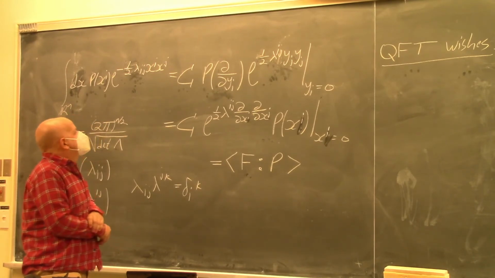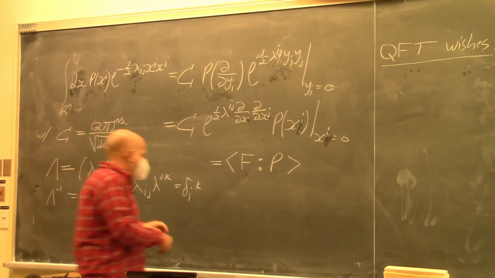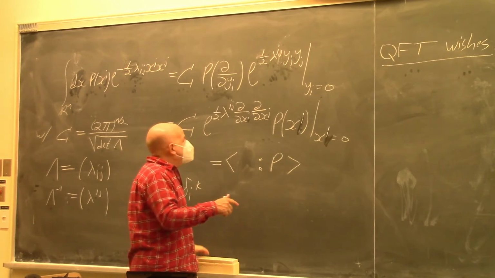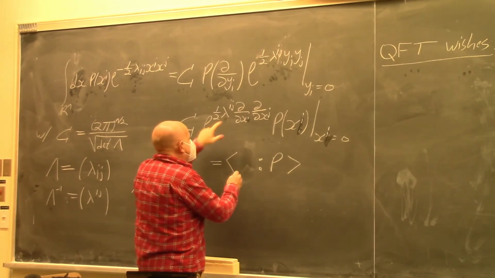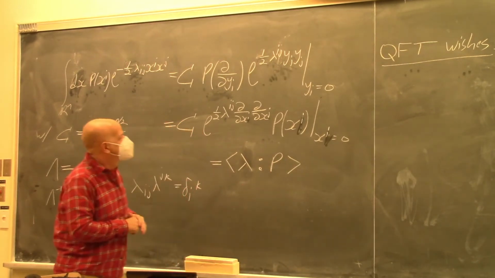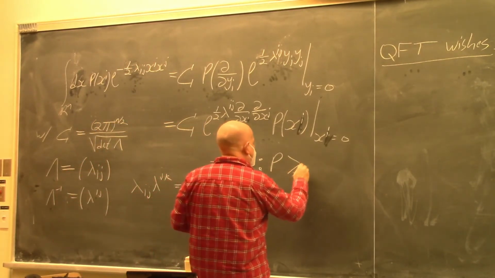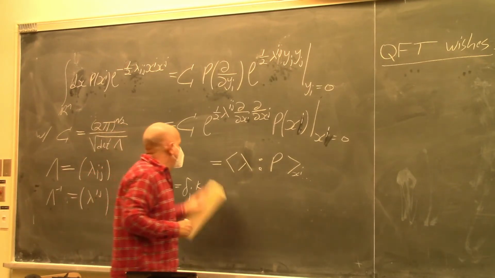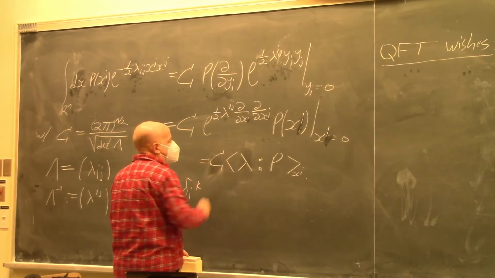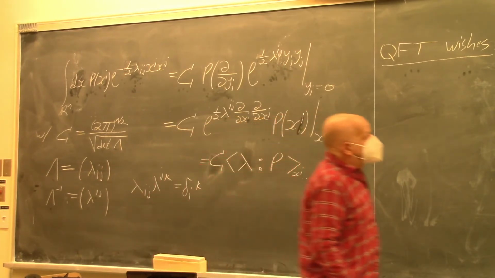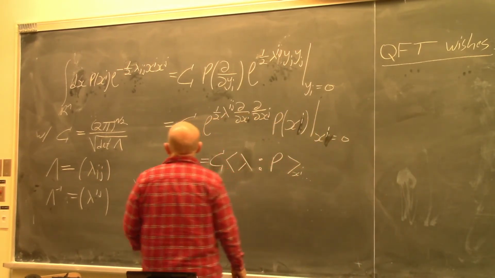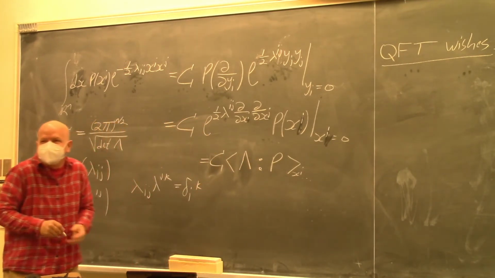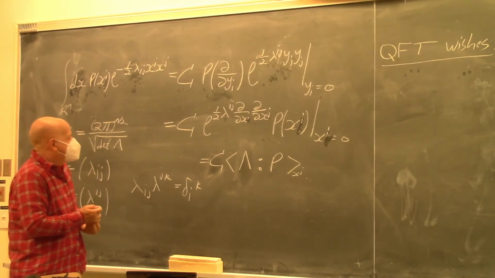Sorry, not f. Lambda. Sorry, f was the quadratic form, and here we call the quadratic form lambda. So this is lambda colon p, relative to the variables xi. And I also forgot the c. Is that a capital lambda? Capital lambda, yes. Okay, fine. Yeah, you're right. Gee, how many mistakes can you make in one formula?